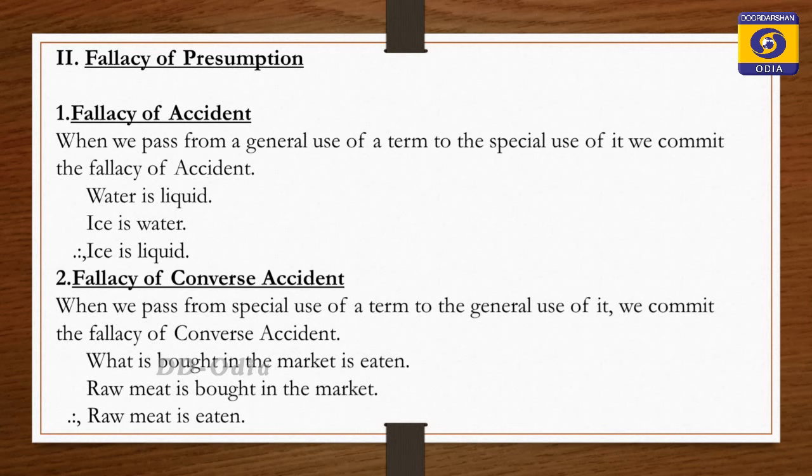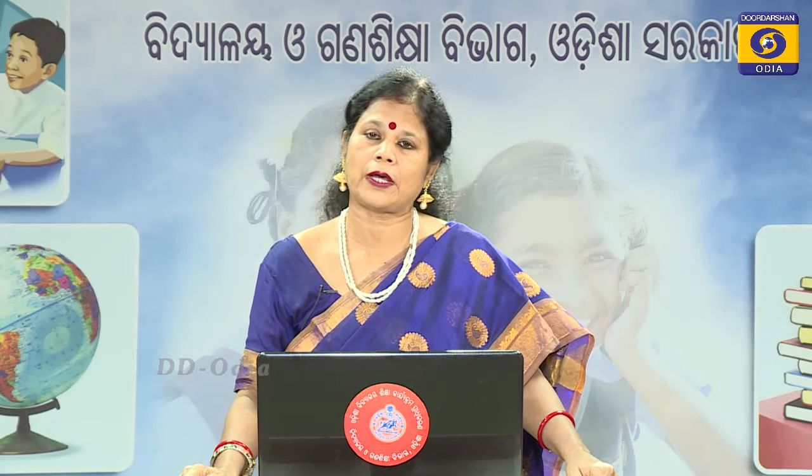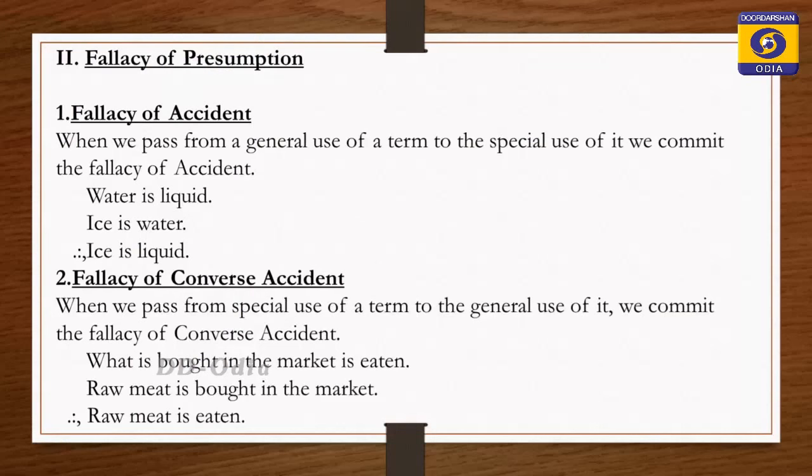What is bought in the market is eaten. What do we purchase from the market? We purchase rice, vegetables, pulses, fish, meat, everything we purchase from the market. So it is written, what is bought in the market is eaten. Whatever we purchase from the market, that is eaten.